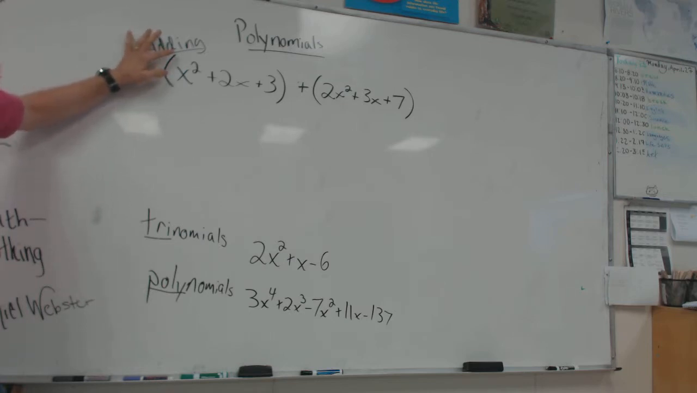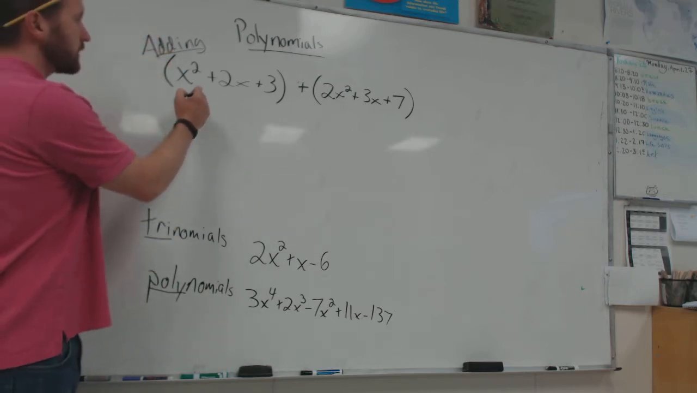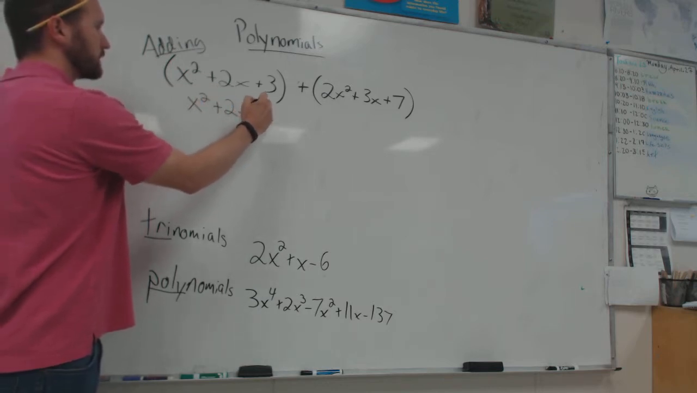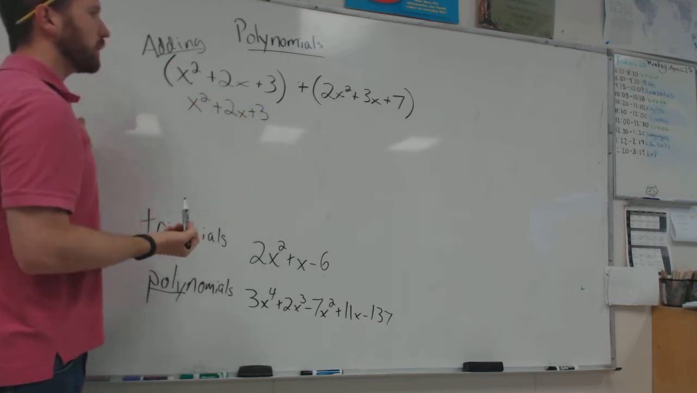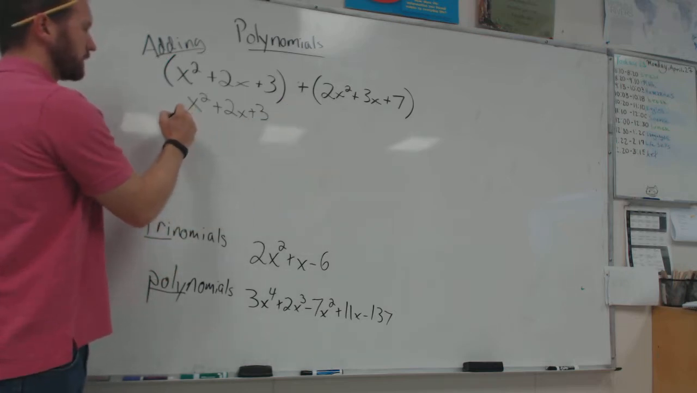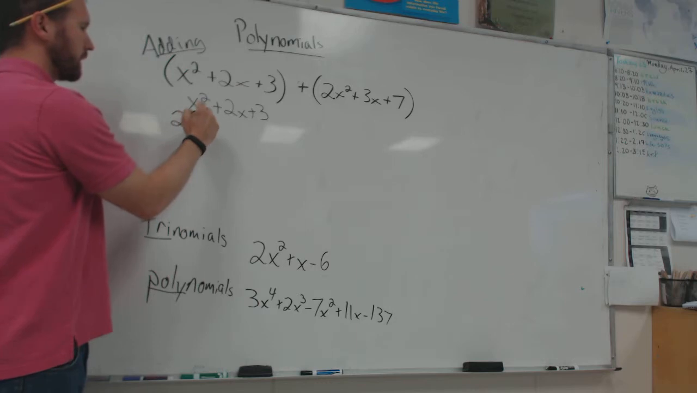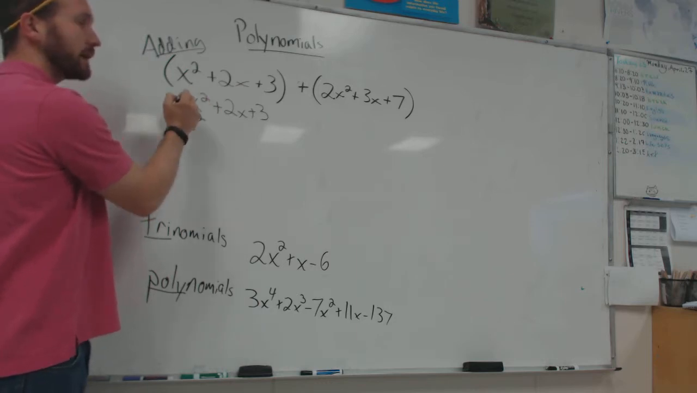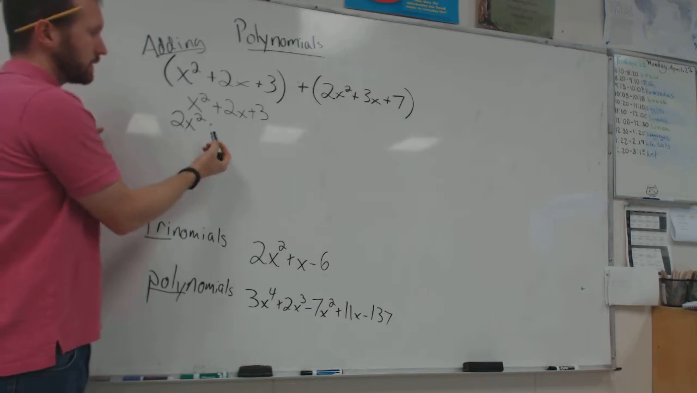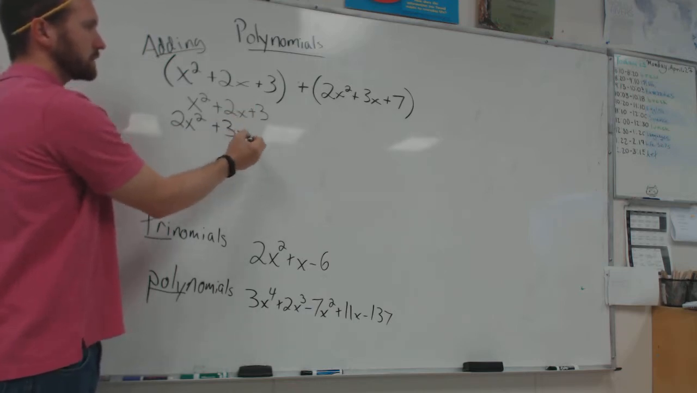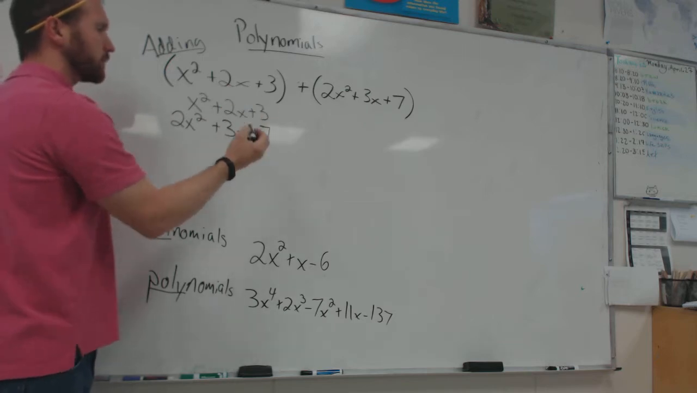So the first thing that I'm going to do is just rewrite this: x squared plus 2x plus 3. And what I like to do is write the second one underneath it. But notice how I do it. The 2x squared lines up with the x squared because these are like terms. The 3x lines up with the 2x because those are like terms, and the 7 lines up with the 3.